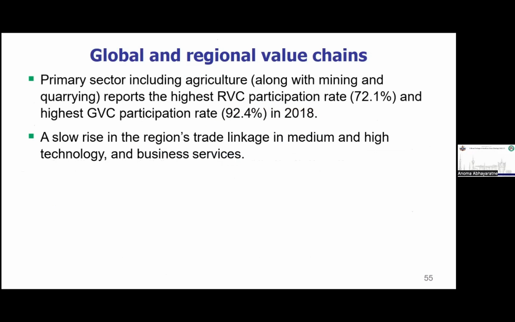Even primary sectors like agriculture, they are not these developed sectors, but even those sectors report the highest regional value chain participation, that is 72.1%, and highest global value chain participation rate, that is 92.4% in 2018. So we can see that regions' trade links are growing, but slowly. But they have linkages to medium and high technology and business services.